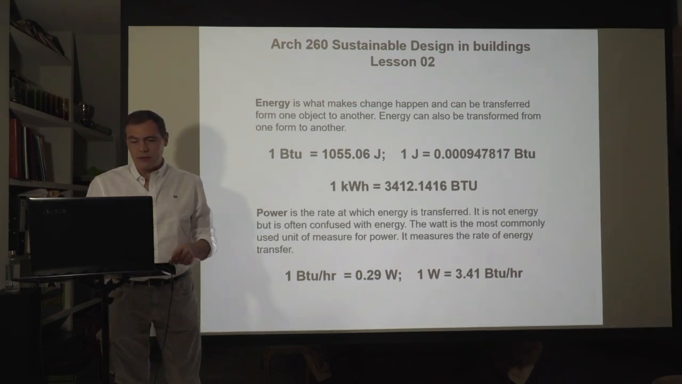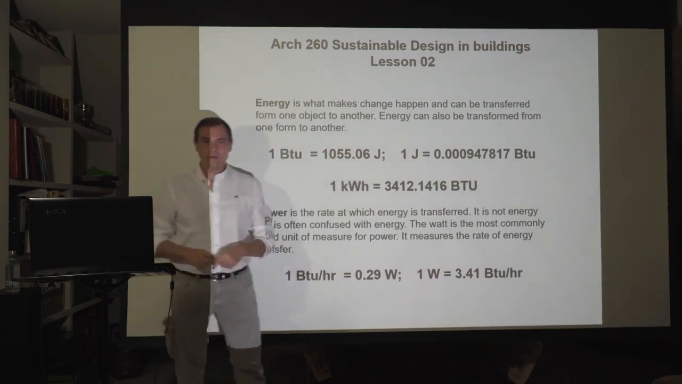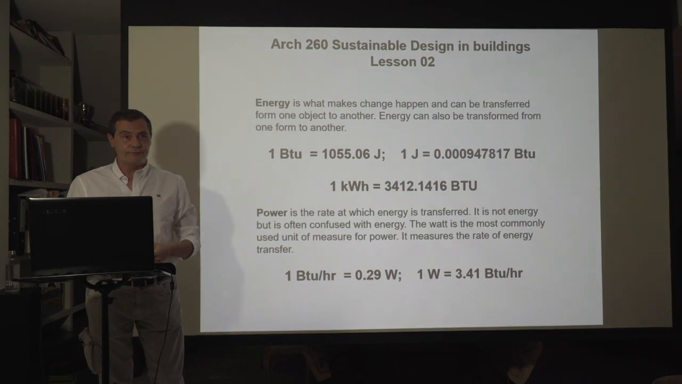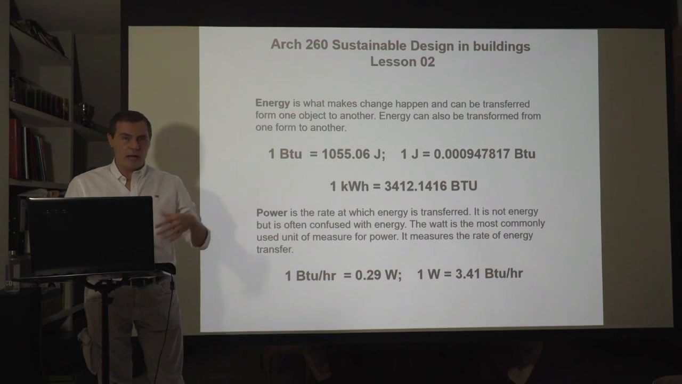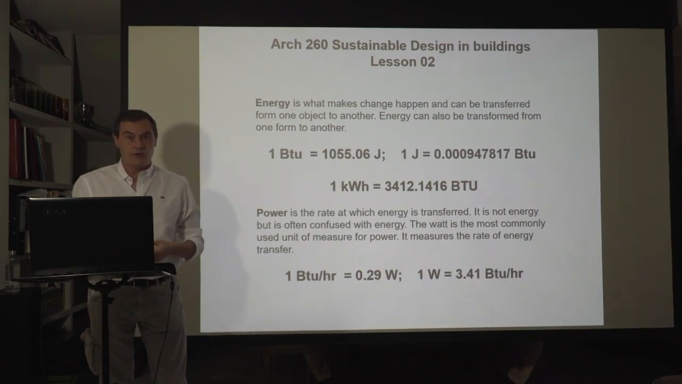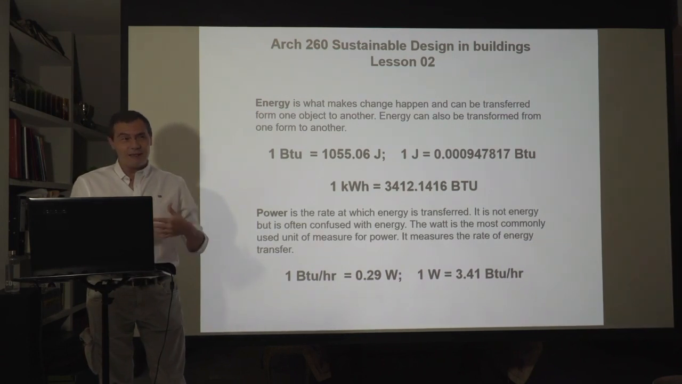And this is it. The imperial unit for energy is the BTU, the British Thermal Unit. And the international unit for energy is the joule. That J stands for joule. Joule was a 19th century scientist. He studied energy and energy transmission. So this unit is named after this guy, Mr. Joule.